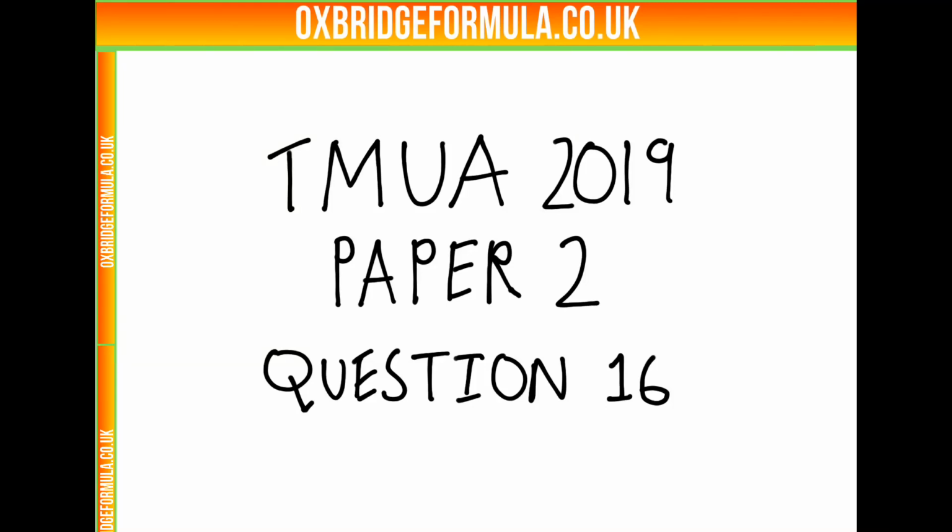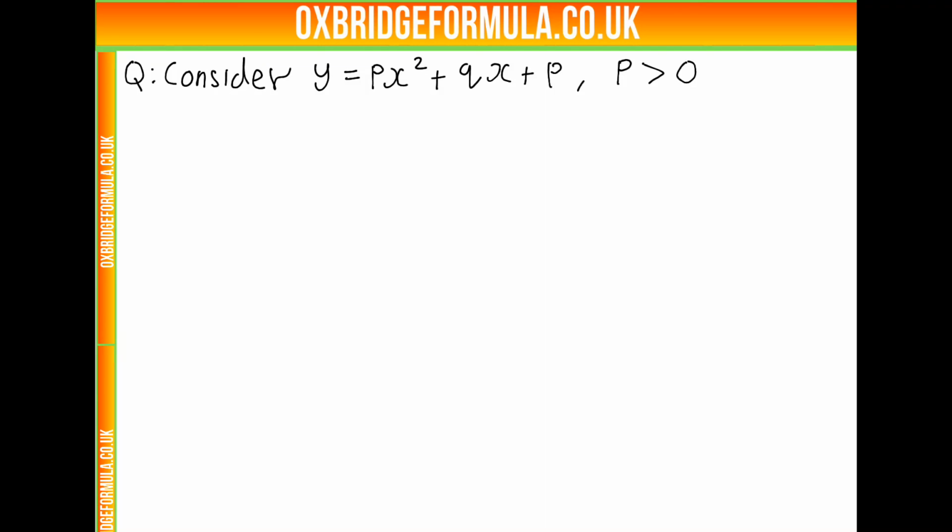This is the solution video for question 16 from paper 2 of the 2019 TMUA or CTMUA exam. In this question we're asked to consider this quadratic y equals px squared plus qx plus p, where p is greater than 0 and p and q are both real constants.